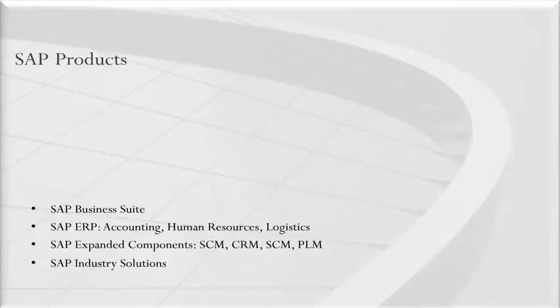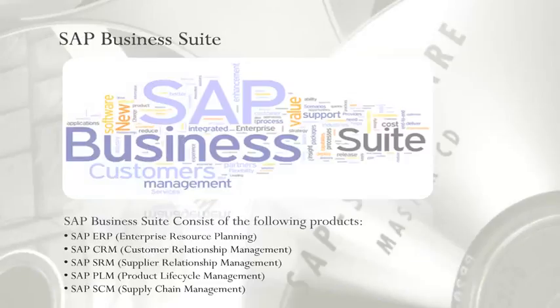We will cover what SAP considers its most basic and central components, the SAP ERP system, before exploring the more expansive products that cover supply chain, customer relationship management, supplier and product lifecycle management. As you'll see, these products encompass a wide range of business activities. The SAP Business Suite is SAP's core product and consists of various solutions.